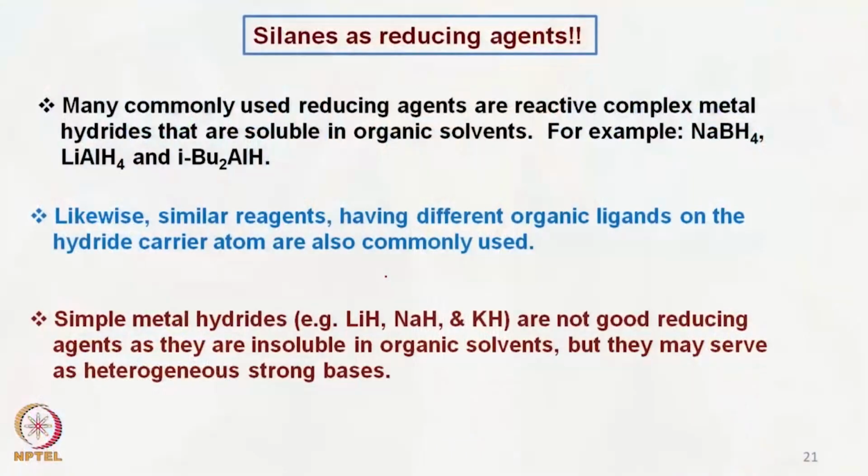Now we look at new reducing agents which is basically a silane based reducing agent. So, as we can see, many commonly used reducing agents are reactive complex metal hydrides that are soluble in organic solvents. For example, sodium borohydride or lithium aluminum hydride or DIBAL, or likewise similar reagents having different organic ligands on the hydride carrier atom are also commonly used. We have discussed all these earlier cases.